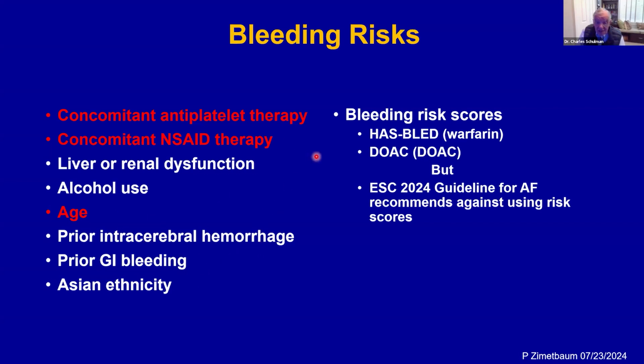And okay, there are bleeding risk scores. The HAS-BLED score, which was derived during the days of warfarin-only treatment, and a subsequent score called the DOAC score based on direct oral anticoagulants in the more modern era. But the European guidelines, which just came out, recommend against using risk scores. They just recommend that you mitigate bleeding.